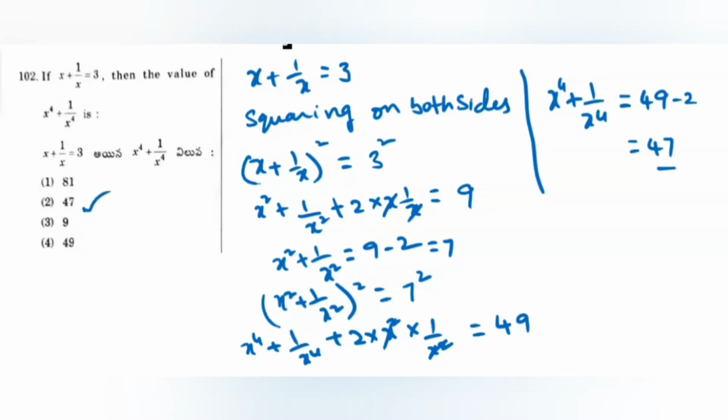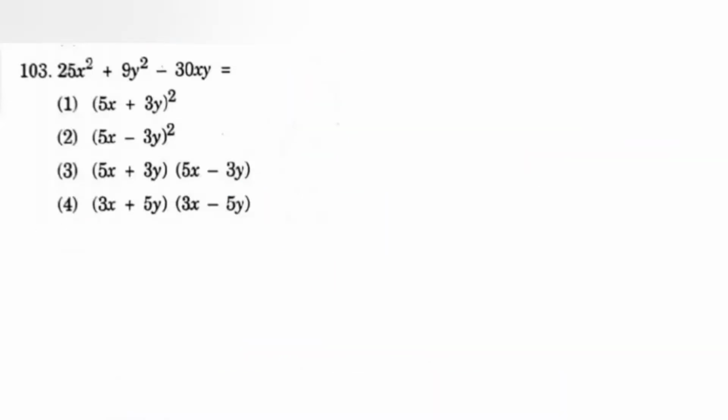Now coming to next question, 103. The question is 25x square plus 9y square minus 30xy is equal to dash. So this we can write in the form of 25x square can be written as 5x whole square plus 9y square can be written as 3y whole square minus 30xy can be split in the form of 2 into a into b shape. So that is 2 into a means 5x, b means 3y.